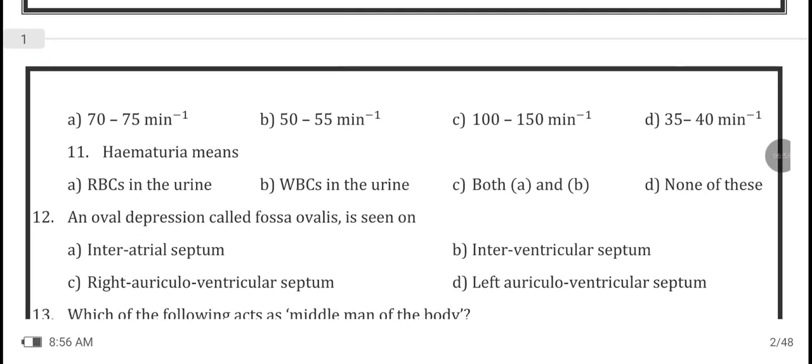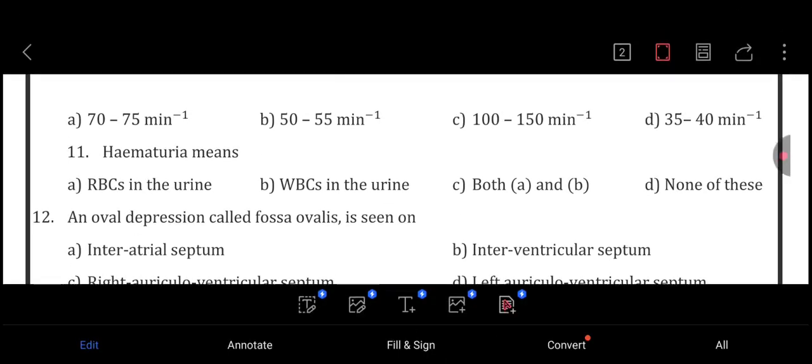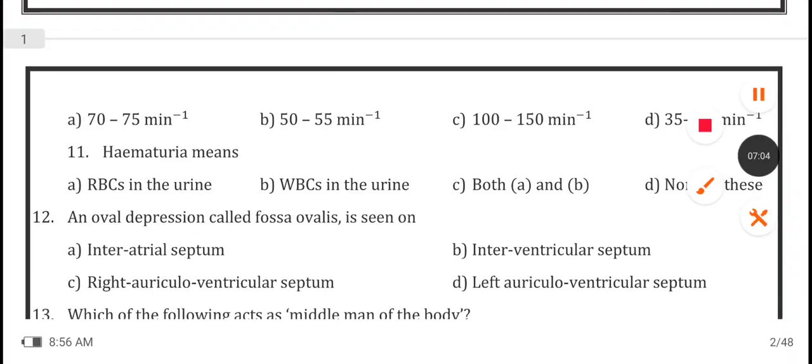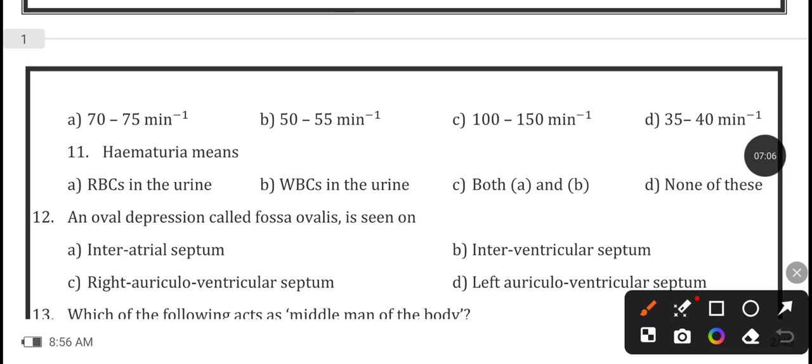Now hematuria means RBCs in the urine. This is correct. WBC in the urine is called pyuria. So both A and B, D none of these. Hematuria means the RBCs in the urine. Option A is correct.